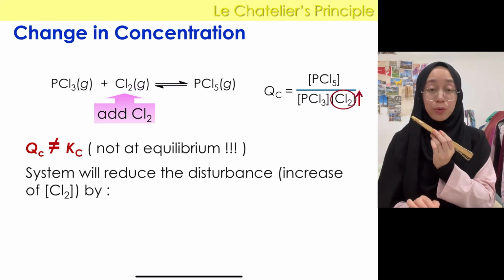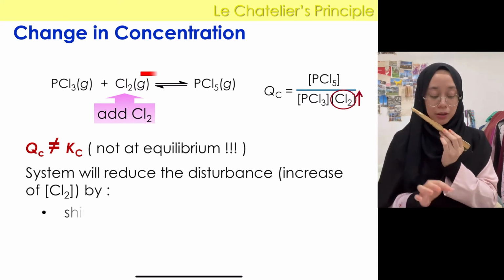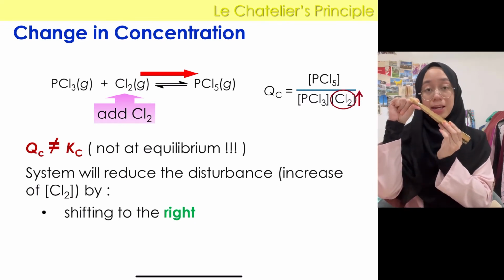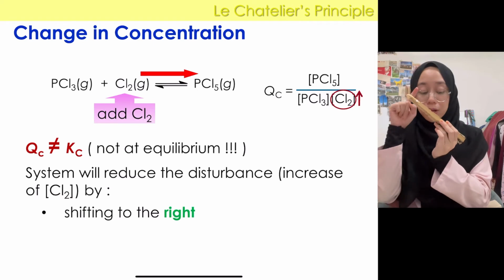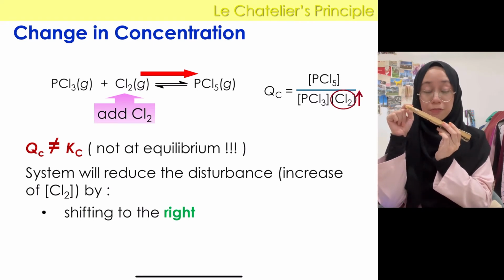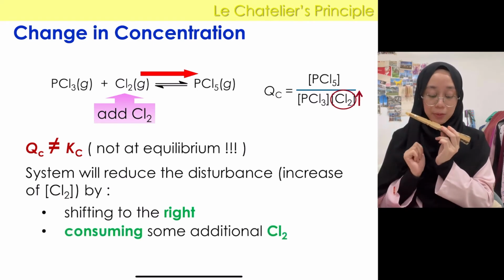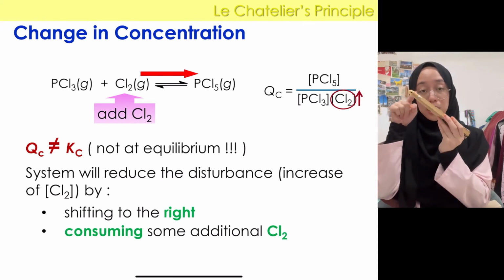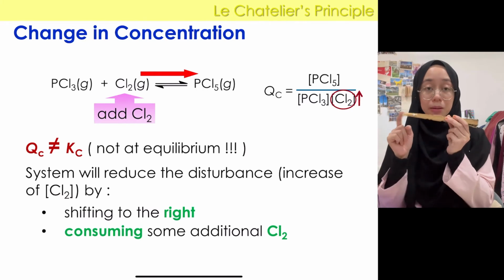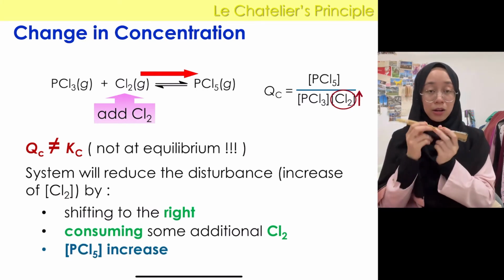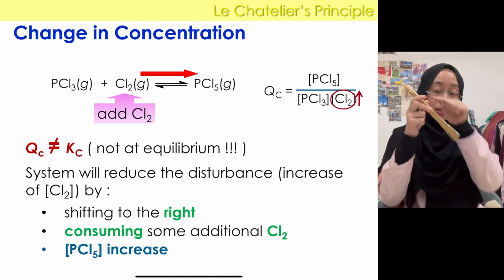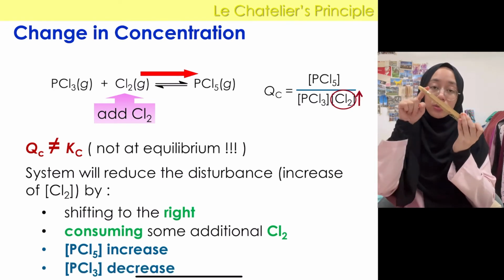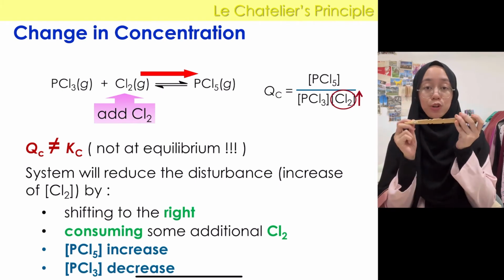Okay, so how do we reduce the disturbance then? By consuming, it will shift to the right by consuming the Cl2 we added earlier. But not only Cl2 is consumed, don't forget there is also PCl3 on our reactant side. So consuming the additional Cl2 that we added in the first place, but at the same time, obviously our product PCl5, since it goes to the right, PCl5 itself increases, but our PCl3 concentration will decrease.